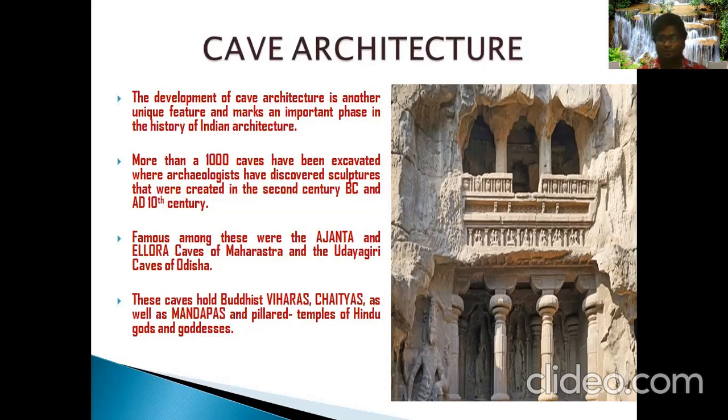The best examples of cave architecture that we can experience now are Ajanta and Ellora caves, which are located in Maharashtra, and the Udayagiri caves in Odisha, which are also very popular for this cave architecture. As soon as you enter these caves, you're going to witness beautiful architecture. The way they sculpted the pictures, some of them are beyond your imagination. They are made in such a beautiful way.